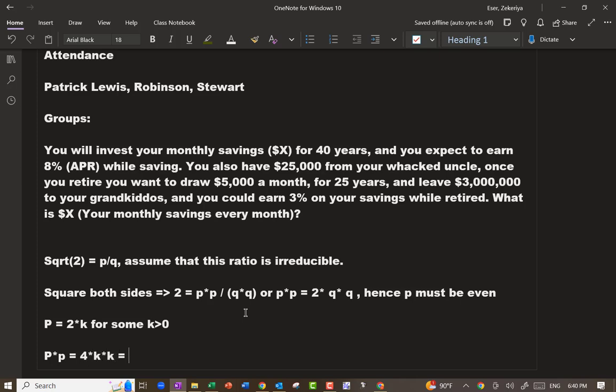Hence, this implies Q times Q is equal to 2 times K times K. Thus, Q must be even. But they're both even, so I can reduce P over Q. I had assumed that I could not reduce it. Hence, my original assumption must be wrong, because I assumed that I could write square root of 2 as a ratio of two integers.